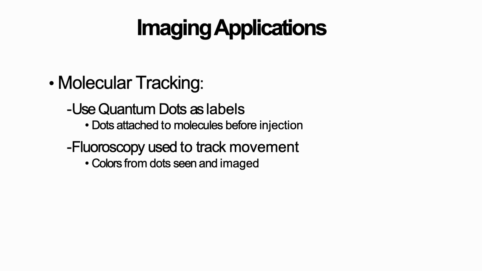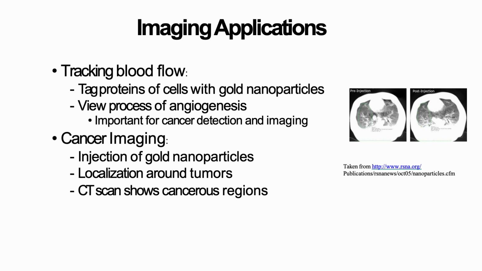Now, for molecular tracking, for example, we have another type of nanomolecules. We call them quantum dots. These are dots attached to molecules before injecting them into the body of the patient, for example. We can also use fluoroscopy to track the movements. These are colors from dots seen and imaged. Now let's go over these quantum dots to see what they are exactly. Of course we'll see this in the next slides.